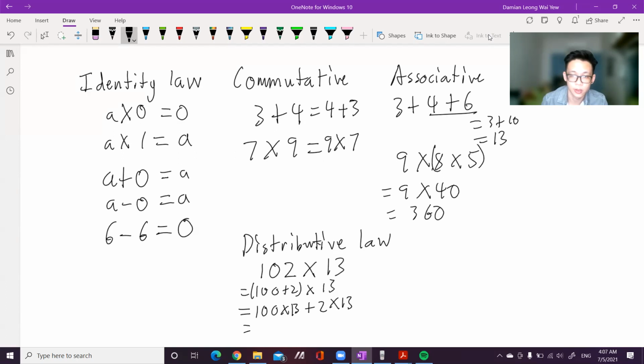And I add that. You see 100 times 13 is easy, 1300. 2 times 13 also easy, 26. Then I just plus together, 1326. That's the use of distributive law. So the opposite can be done as well. Instead of separating it, I can also combine it, if it's multiplying with the same number.